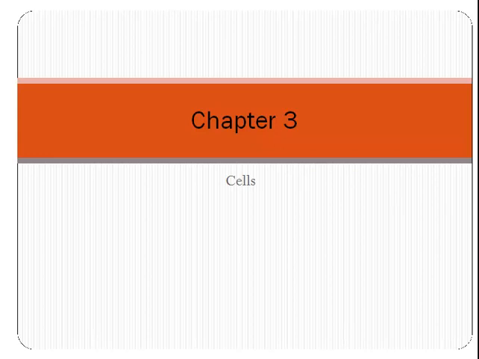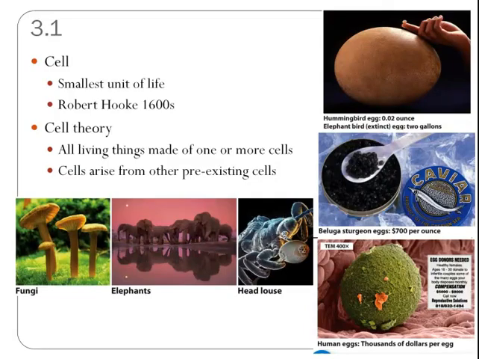In Chapter 3, we're going to look at cells. First of all, we need to always start with some basic definition. What is a cell? A cell is defined as the smallest unit of life, and we'll look at some of the basic components you need to have to be a cell throughout this chapter.